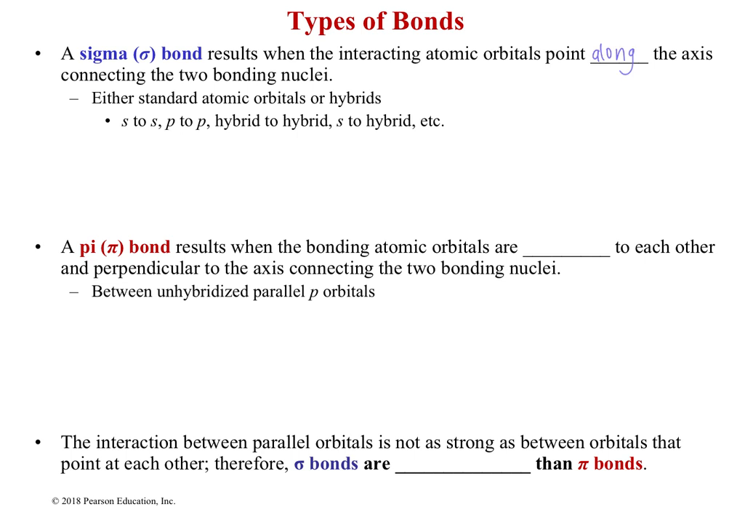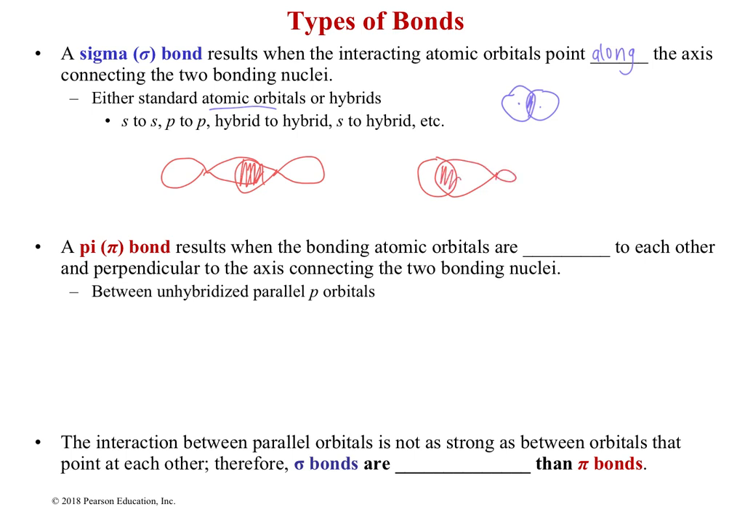So we could have regular atomic orbitals, like when we saw with hydrogen atoms, right? Here's an s orbital, here's another s orbital. There's direct overlap. I could have a p orbital. So here's a p orbital, right? If I have an electron there, and another p orbital from another atom with another electron, that's direct overlap. So that's another way to have a sigma bond. I could have an s orbital with a hybridized orbital like that, and that's going to be a sigma bond.